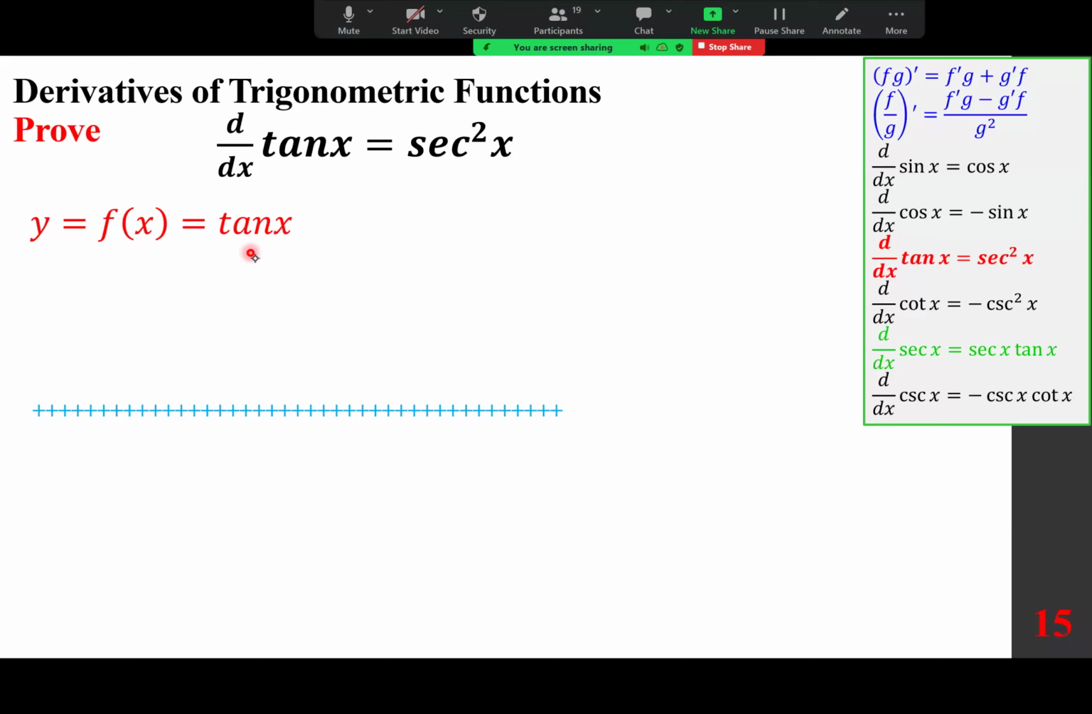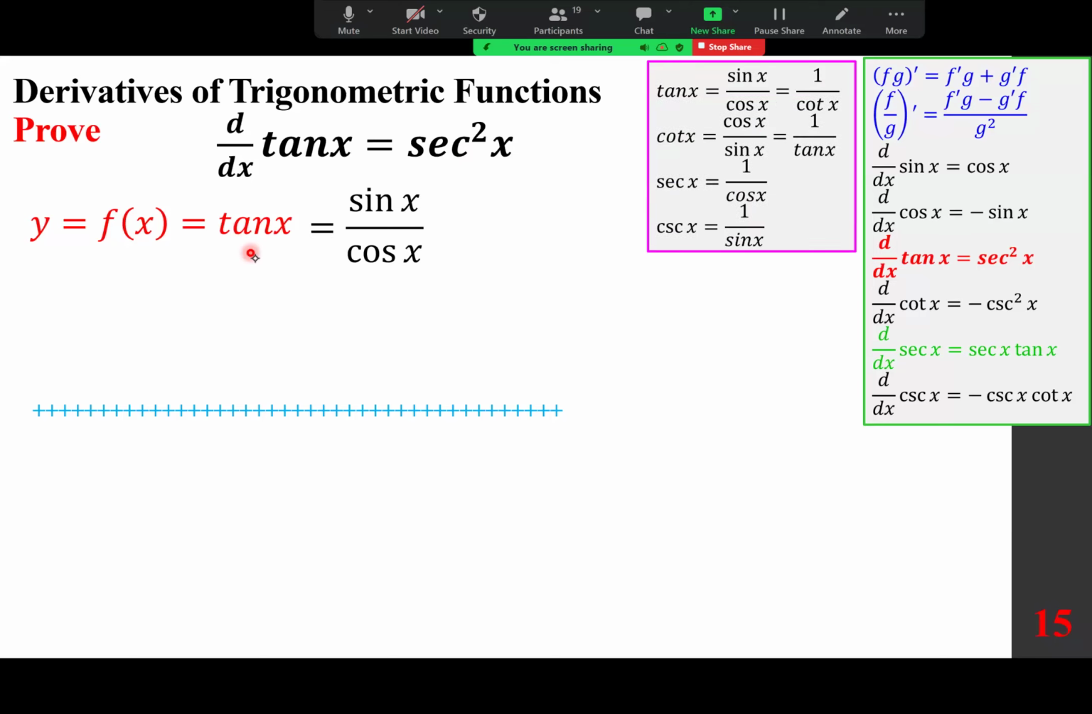We know tan x is sine x over cosine x. And how do we know that? Tan x is sine x over cosine x. This is from trigonometry. Also 1 over cotangent x. Cotangent x is cosine x over sine x, or 1 over tan x. Secant x is 1 over cosine x, and cosecant x is 1 over sine x.